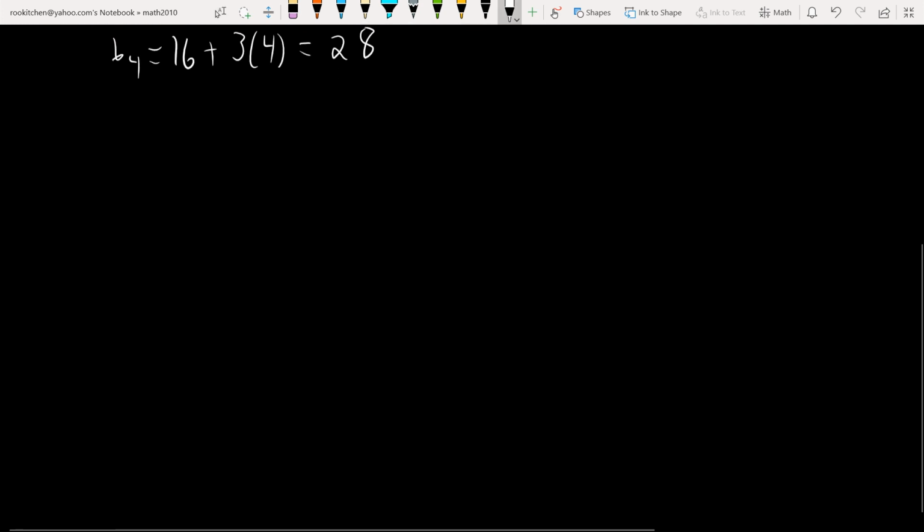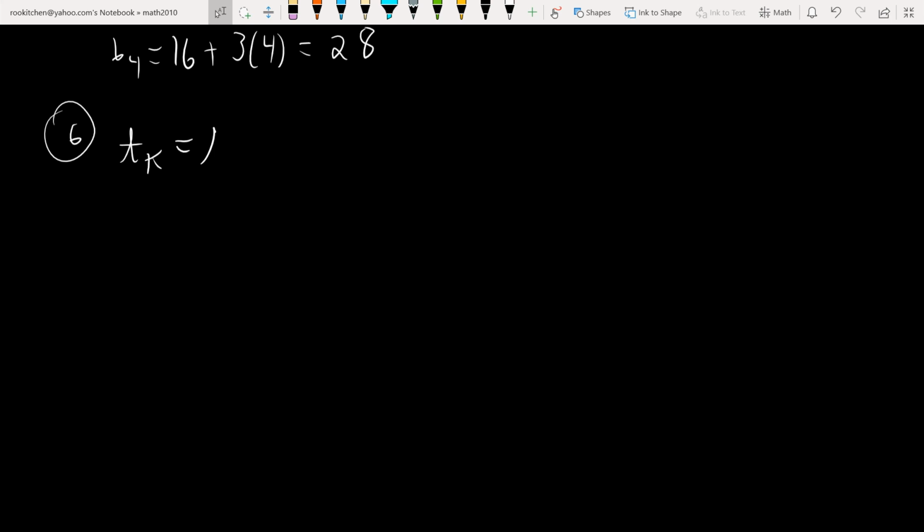Okay, let's try another. I got number 6. T sub k equals t sub k minus 1 plus 2 times t sub k minus 2, and this one they want for all integers k greater than or equal to 2. And so we'll need two initial conditions for this type. T sub 0 is negative 1, and then t sub 1 is 2.